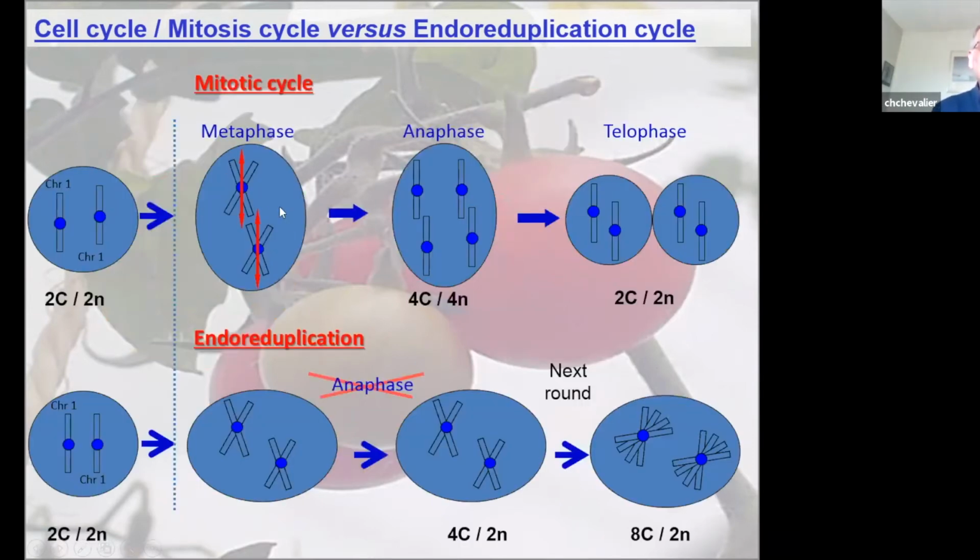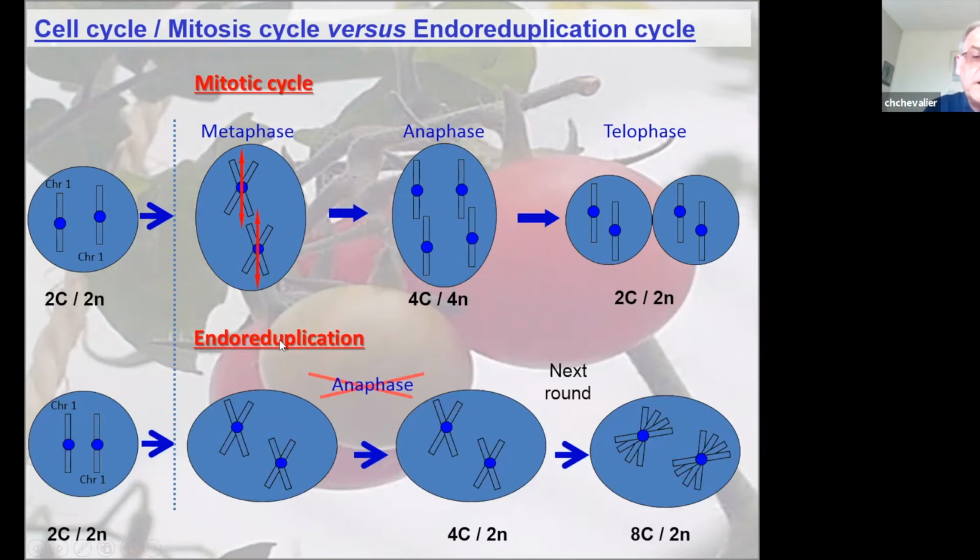According to the mitotic cycle, after the metaphase, during the M phase, you will have the anaphase where the duplicated chromatids will be separated. At this phase in the cell cycle, you will have a 4C DNA content, but you will have 4 chromosomes here. And then in the telophase, you have the separation of the 2 daughter cells, and you return to a 2C DNA content and a 2N number of chromosomes.